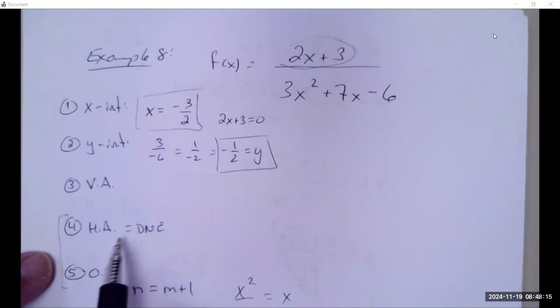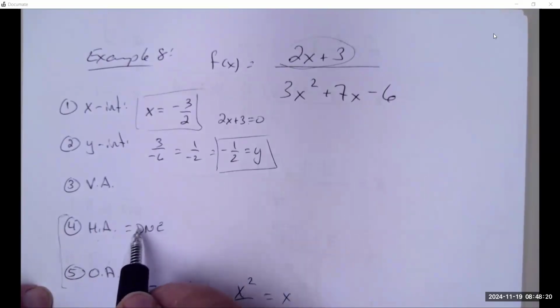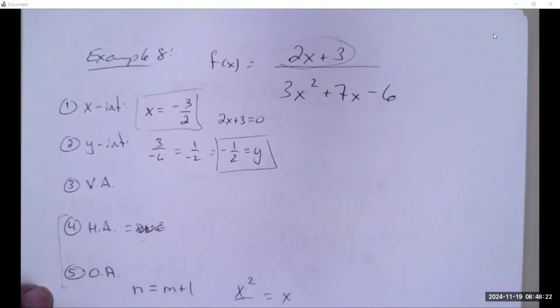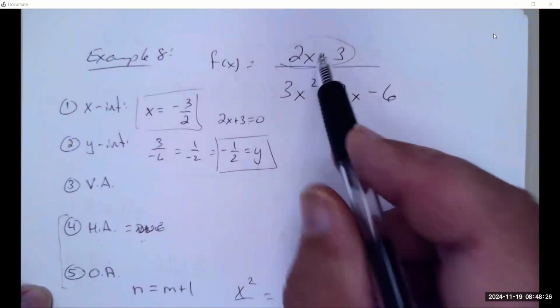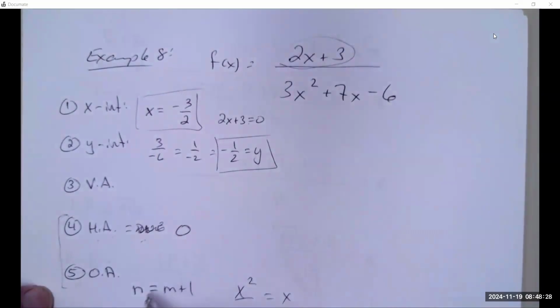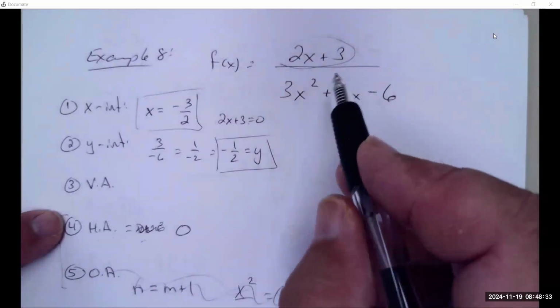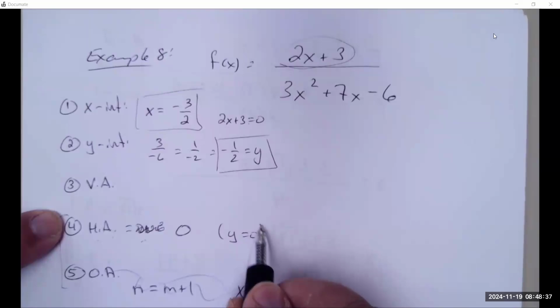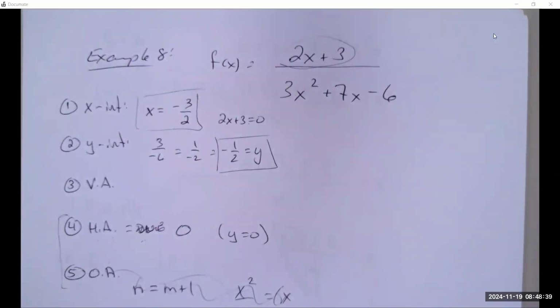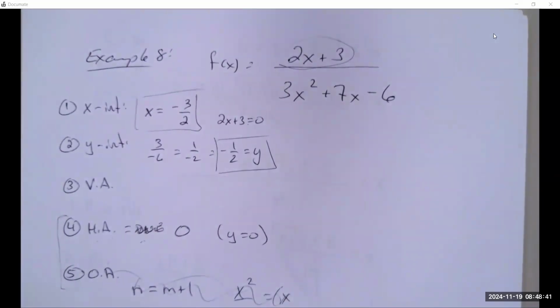We know we don't have an oblique. Do we have a horizontal asymptote? Well, we do, because the bottom is bigger than the top. I kept myself confused using this example. So the horizontal asymptote, since the degree of the bottom is bigger than the top, is the line y equals 0. That's the x-axis. And that means we don't have an oblique.